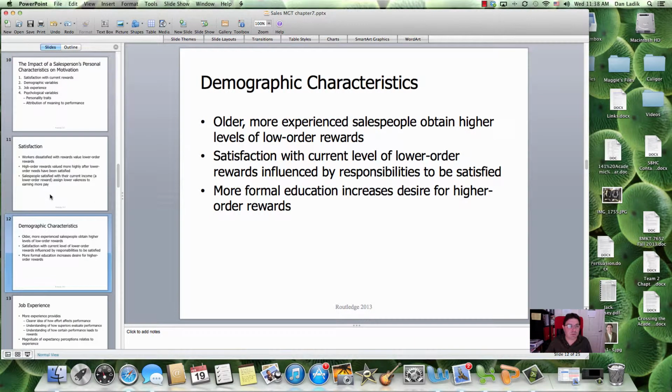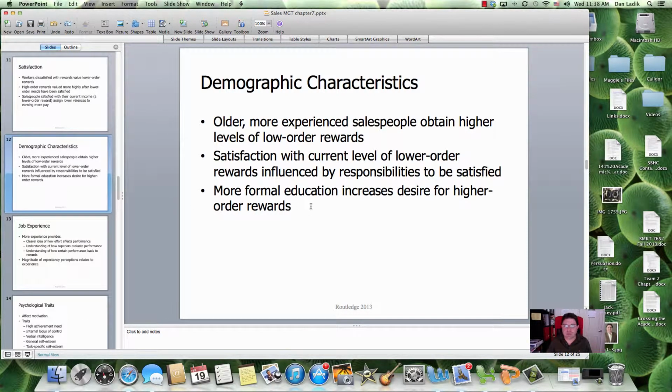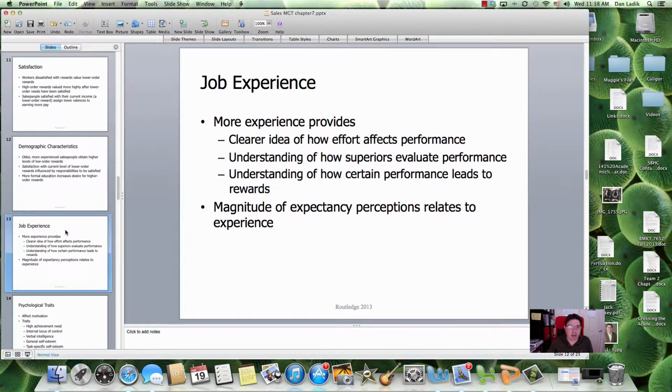So here's some of those demographic things that I just hit on in the earlier slide. Same thing with job experience. We have a clear pattern: experience tends to affect performance, where people with more experience tend to perform more. That's why they're still in the job.